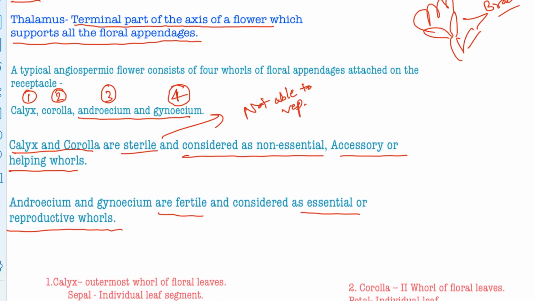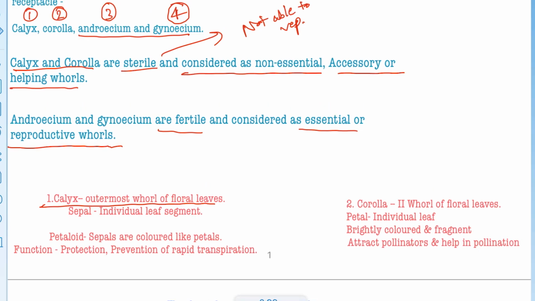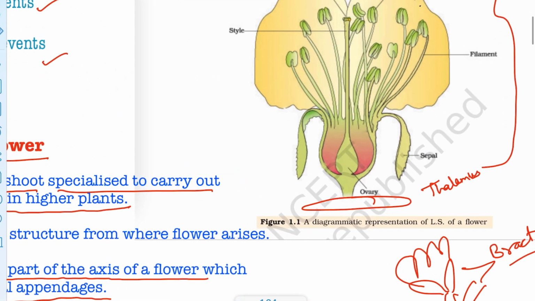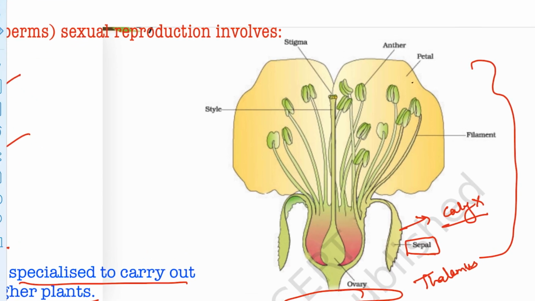Let's discuss them one by one. Let's first talk about calyx. It is the outermost whorl of floral leaves. Here, this is the part. This is calyx. What do we call them individually? They are known as sepals if present individually. If more than one sepal is present, we give them the term calyx. This is the outermost part of a flower. What is its function? It protects the other floral appendages inner to it, and it also sometimes attracts the pollinators.